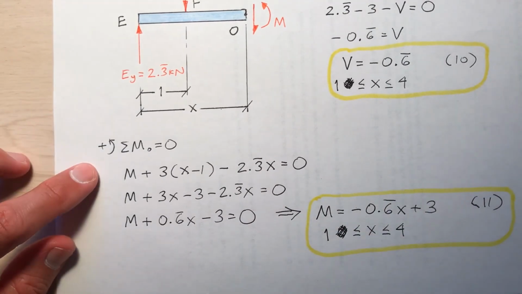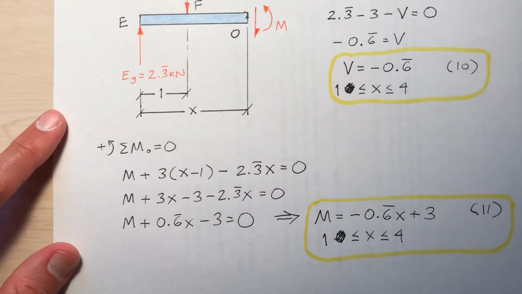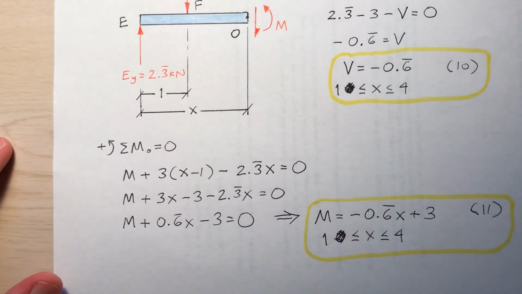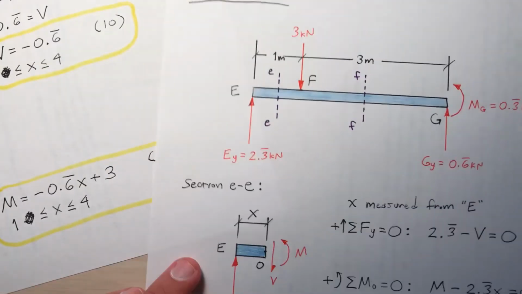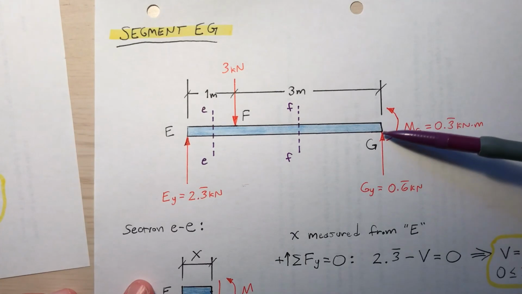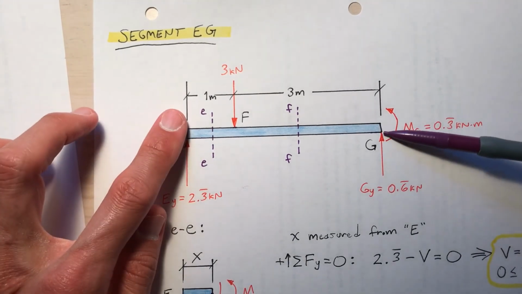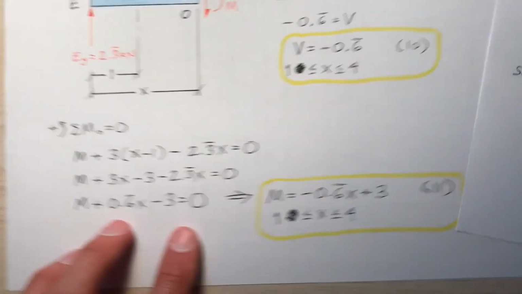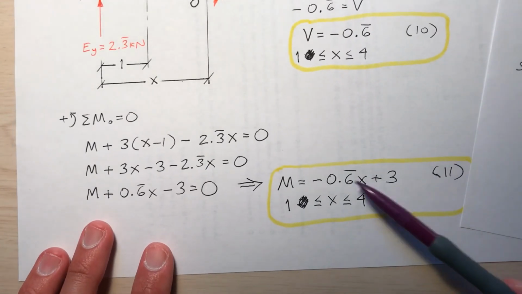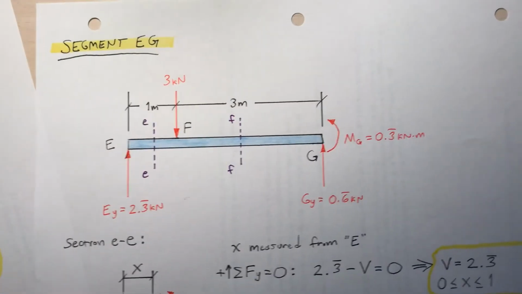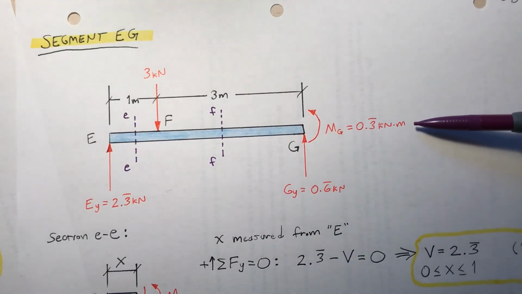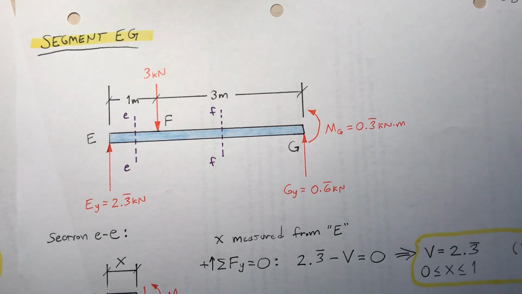So the sum of the moments about O is 0. I get this equation here for internal moment, negative 2/3 x plus 3. Now at point G, x is equal to 4, isn't it? Because I'm 4 meters to the right of E. So try sticking a 4 in here, and what do you get? If you're doing the arithmetic correctly, you should get the M sub G that I determined here, which is 1/3 kilonewton meters. So that probably means that my arithmetic is okay.